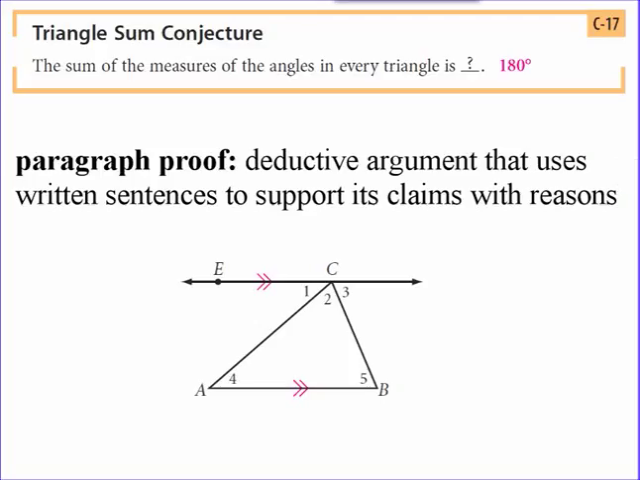What they want you to show is that the measure of, oops, having trouble with the pen. Anyway, I'm just going to say it out loud since I'm having trouble with my pen. The measure of angle 2 plus the measure of angle 4 plus the measure of angle 5 equals 180. So I'm going to let you go ahead and work, and I'll continue the video when we're done.